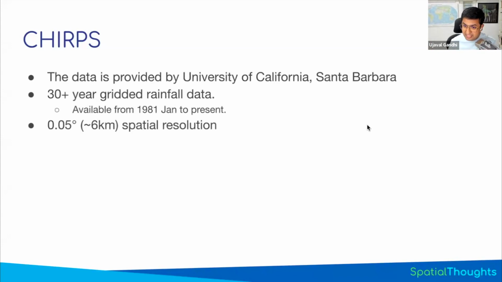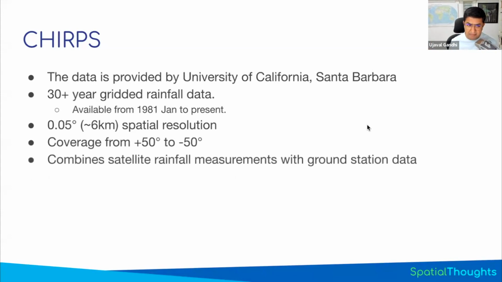Pretty high resolution, 6 kilometer spatial resolution. It is one of the highest resolution precipitation datasets that's available. Plus or minus 50-degree latitude coverage. And it combines the ground station data. One of the features of this dataset is that it's internally consistent.